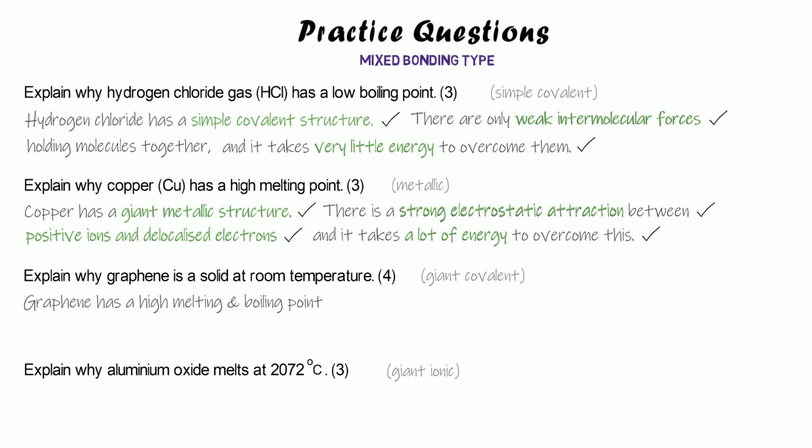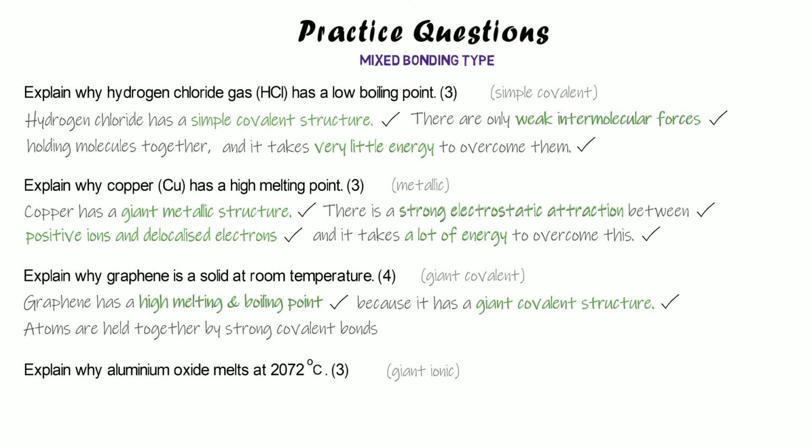Graphene's a solid at room temperature because it has a high melting and boiling point. That gets us a mark for stating that. And that's because it's a giant covalent structure, because graphene's one of the ones you need to remember. That means the atoms in graphene are held together by a strong covalent bond, or lots of strong covalent bonds between them. Because the covalent bonds are strong, it takes a lot of energy to overcome them or to break them, and that means the melting point will be high.